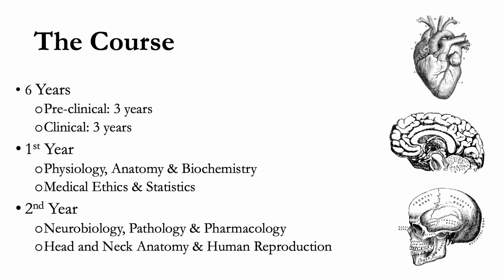In first year, the topics covered are physiology, anatomy and biochemistry, with short courses in medical ethics and statistics. And then in second year, the modules are neurobiology, pathology and pharmacology, with the courses also in head and neck anatomy and human reproduction. And all of these are assessed by end of year exams. So by the end of second year, you will have covered a broad range of topics and will have learned a lot about how the body works. The aim of these preclinical years is to provide a strong scientific foundation for your future learning.